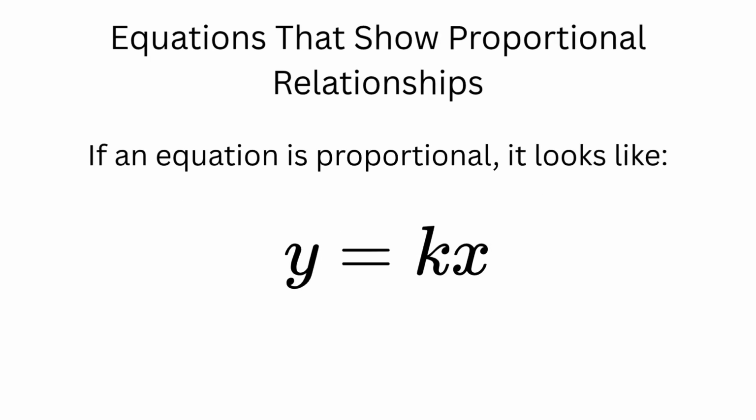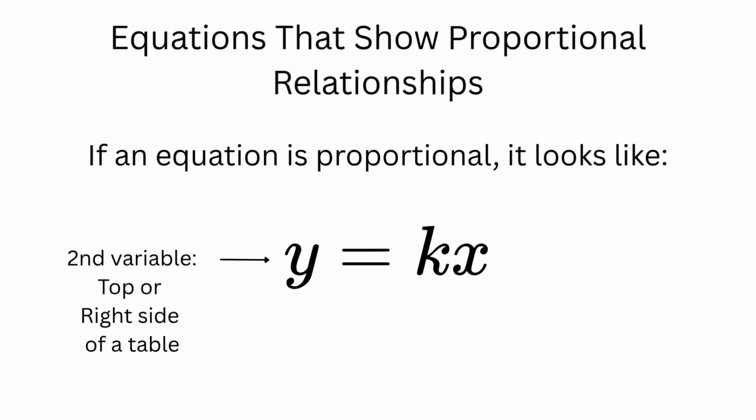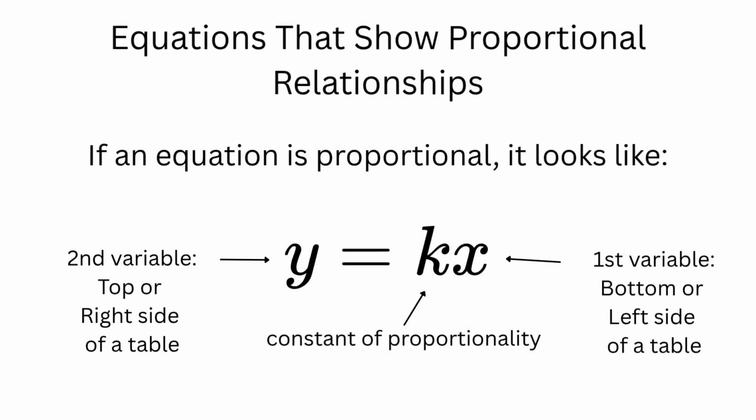If an equation is proportional, it always looks like this: Y equals Kx. The constant of proportionality is the number being multiplied by X. For example, if Y equals 12x, then K equals 12. If Y equals 0.5x, then K equals 0.5. That's it. Just look for the number attached to X. That's your constant.